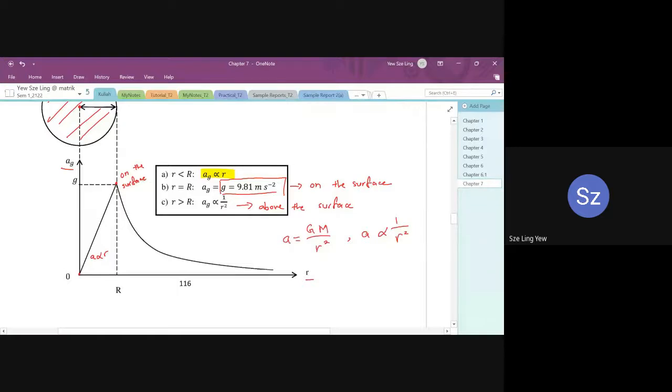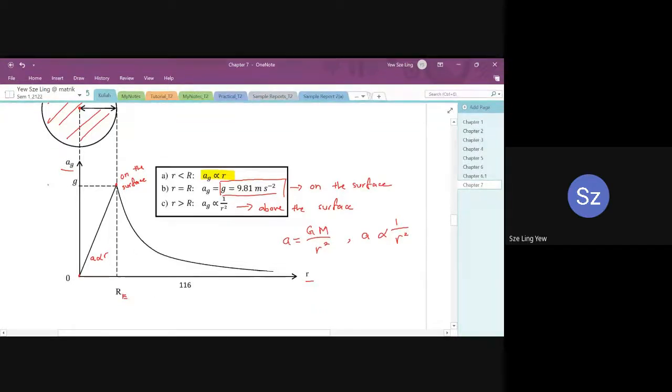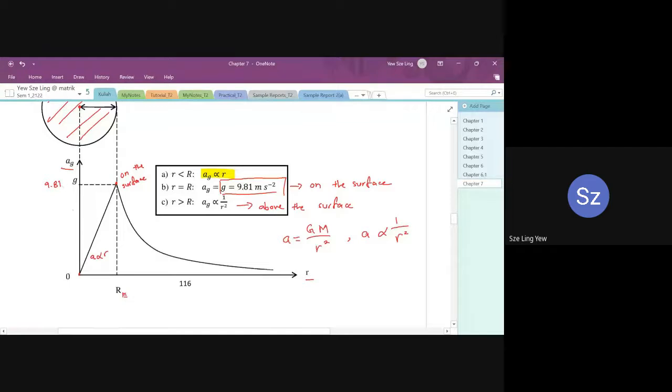At this point, if you are looking at the Earth, then this R is the radius of the Earth, and g is equal to 9.81. But this is only for Earth. If you are sketching the graph for another planet, for example Mars or Pluto, then you cannot write this value anymore. This value you only include in your graph if you're sketching it for the Earth. If you're sketching the graph for another planet, you will still have the same shape, but you don't include this value.